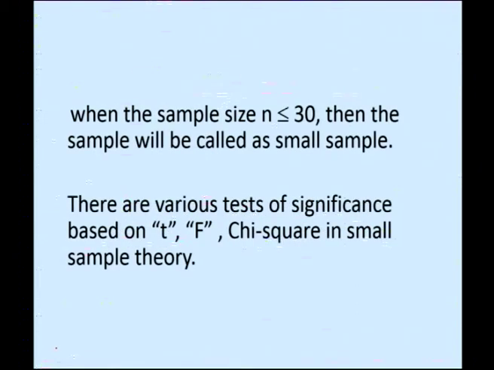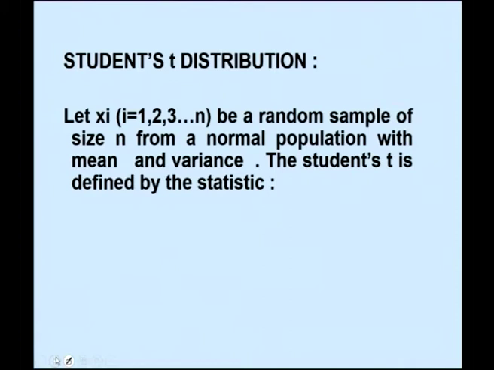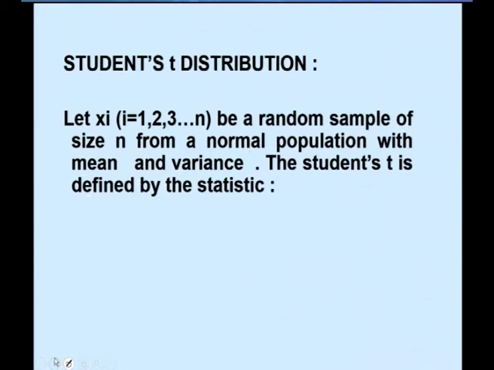Now, when the sample size n is less than or equal to 30, then the sample will be called a small sample, and there are various tests of significance based on a small sample, that is t, f and chi-square in a small sample theory. First of all, a student's t distribution will be discussed. Let me explain what is the use of student's t distribution. The student's t test is used to test the mean, whether it is single mean or difference of means or paired observations, but student's t test is used for testing the mean in small sample theory.